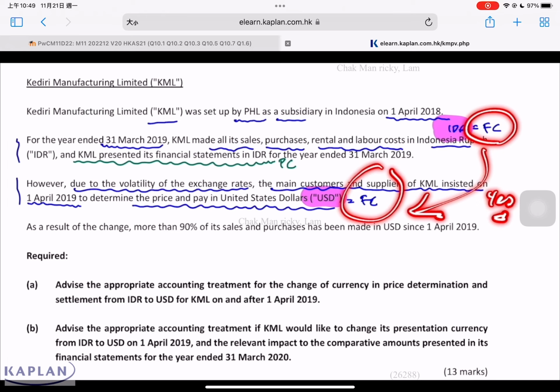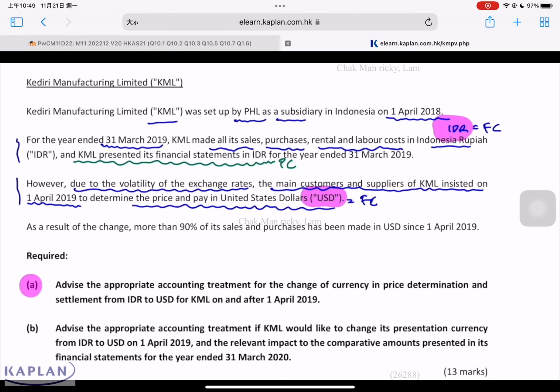Before that, the sales and costs are substantial in rupiah, but from 1st April 2019, there's a change in primary economic environment in which KML operates. This change is allowed in accordance to AS21. Let's look at part A. Advise the appropriate accounting treatment for the change of currency. In this case, I'm referring to functional currency on and after 1st April 2019.